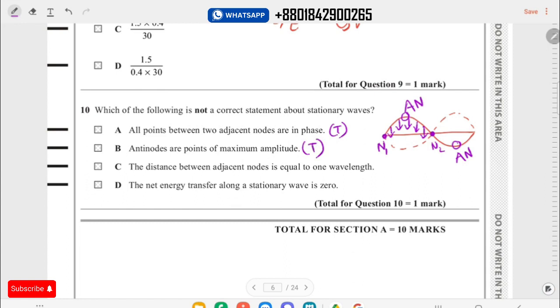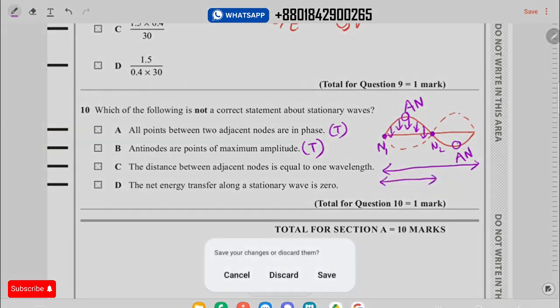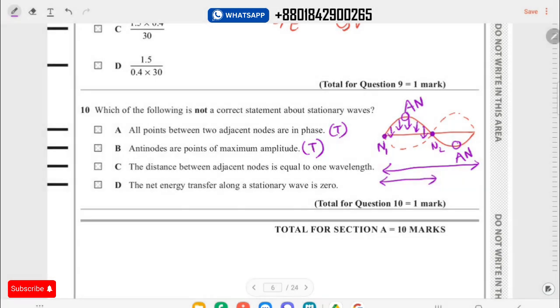The distance between two adjacent nodes is equal to one wavelength. No, the distance between two adjacent nodes is equal to half of a wavelength, right? We can clearly see the total wavelength was this, and between two adjacent nodes, we're just covering this, which is basically half of the wavelength. So this is not true. This is false, and obviously this is the wrong statement for stationary waves. So option C is the correct answer.